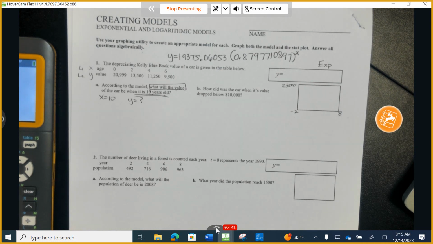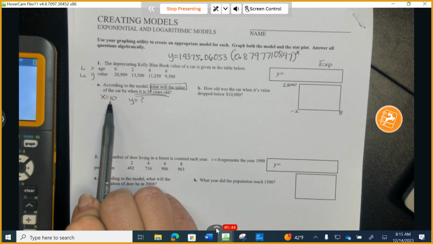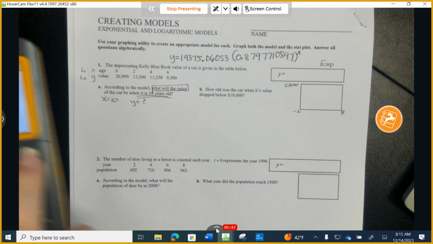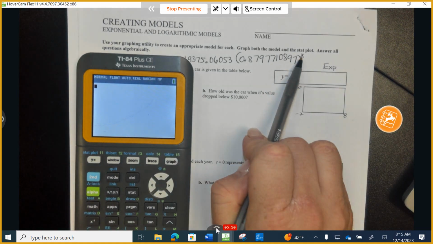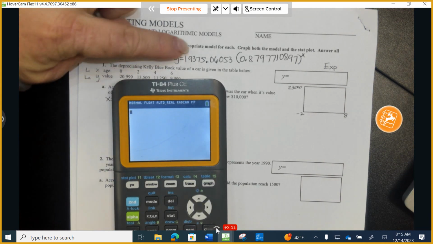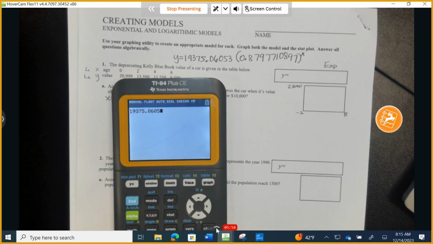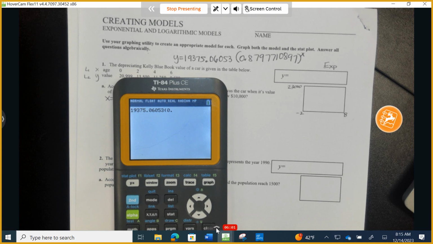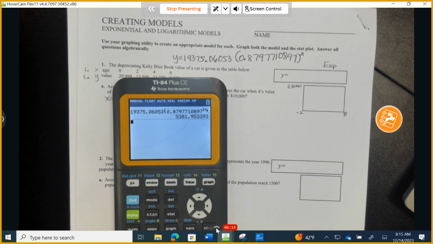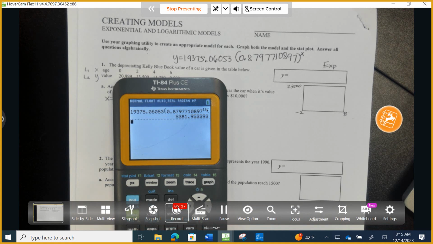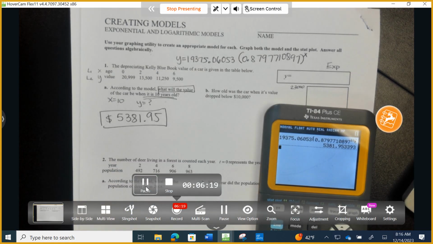Mr. McFarland wants us to do this algebraically. So I'm going to simply take 10 and I'm going to type it in here to get an answer. So I can grab my calculator. I'm going to plug 10 in here. So I'm going to start with this value, 19,375.06053 times 0.879771087, and I'm going to raise it to the 10th power. So this would be the value after 10 years. I'm going to press pause, and this is the value after 10 years.